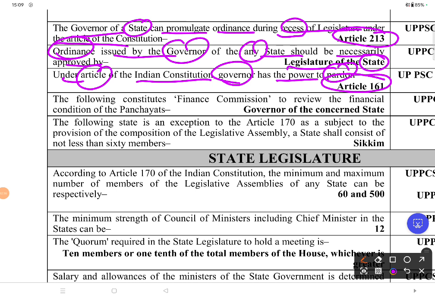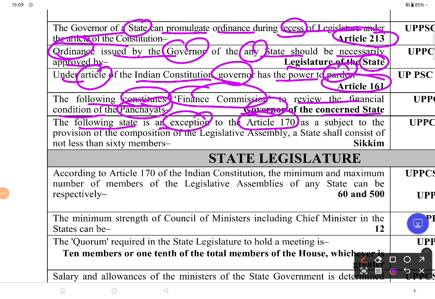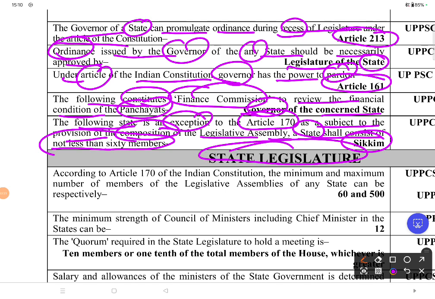Article 161. The Governor of the concerned state constitutes the Finance Commission to review the financial conditions of the Panchayats. The following state is an exception to Article 170 with regard to the composition of the Legislative Assembly, which shall consist of not less than 60 members: Sikkim. Move on to the next chapter, that is State Legislature.